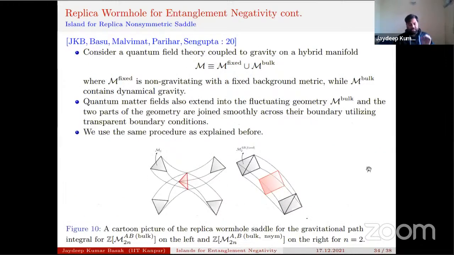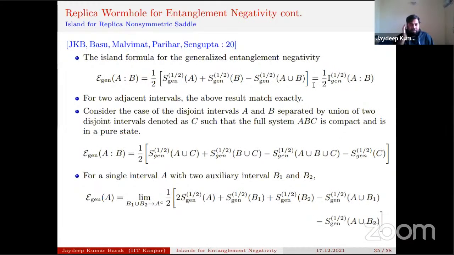Now, if we try to accommodate islands for this replica non-symmetric saddle, we consider a quantum field theory coupled to gravity on a hybrid manifold M, where M fixed is non-gravitating and M bulk contains dynamical gravity. This quantum field theory is extended throughout M, but gravity is bounded in M bulk only. We use the same procedure as explained before, and we get this specific answer, where the generalized negativity can be written as half of the generalized mutual information of order half. If we consider two adjacent intervals, the above result matches exactly.